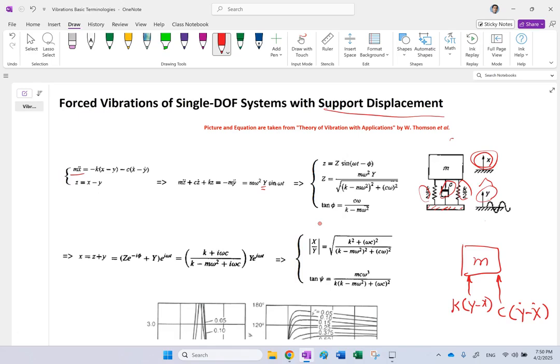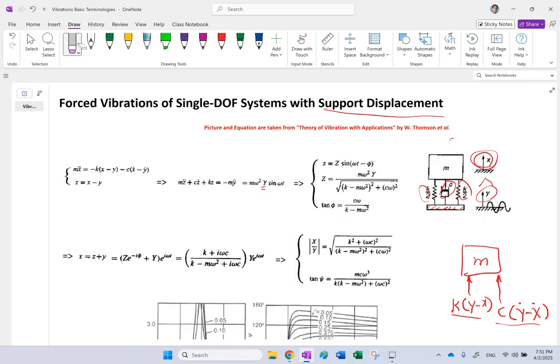So m x double dot in the vertical direction equals the sum of the forces. What are the forces? K(y minus x) plus c(y dot minus x dot), which are exactly these two. If you just apply a negative, so you make it like this, correct? Then that's exactly these two. And so that's the equation of motion for this object.